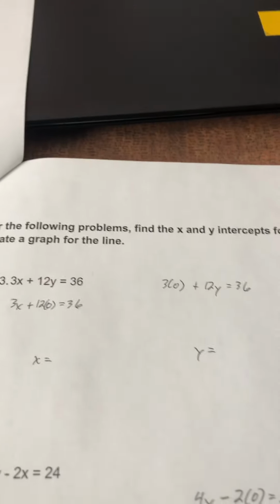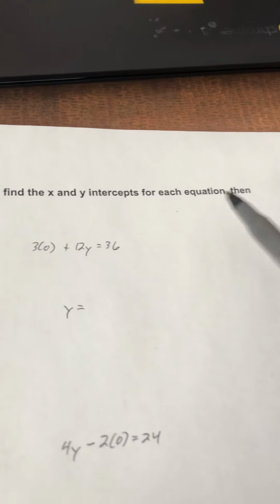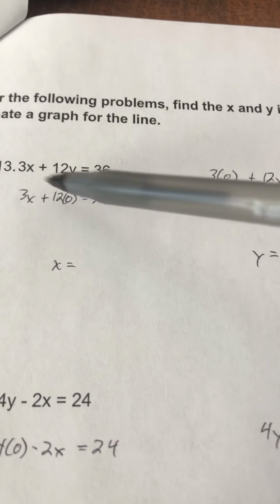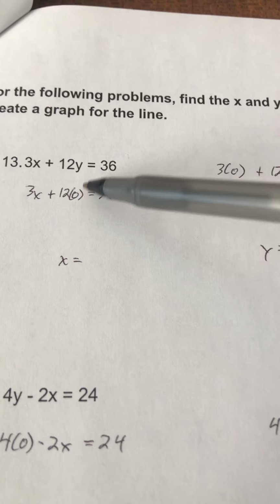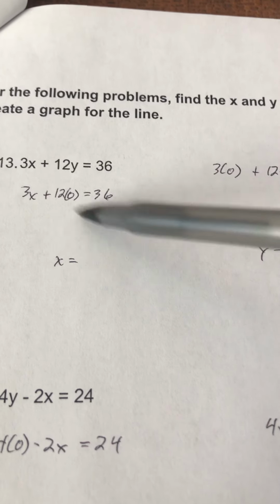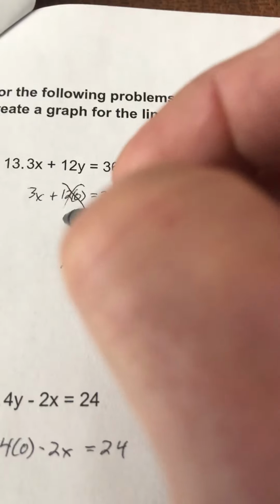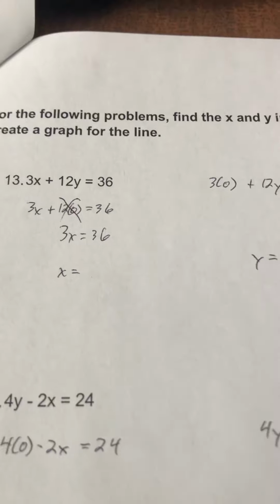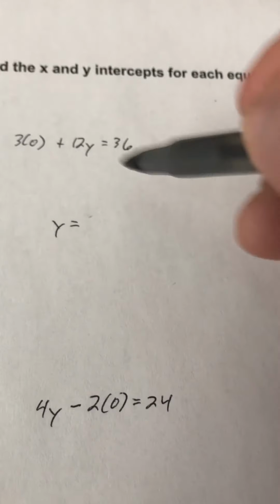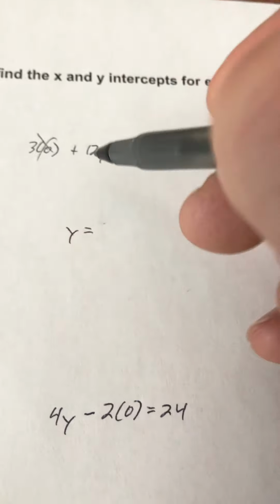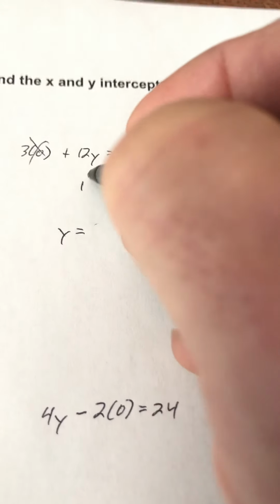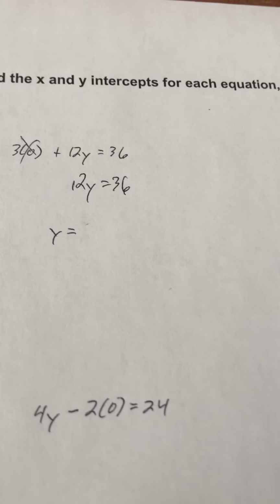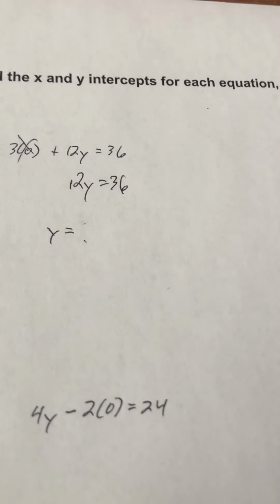Okay, for the following problems, find the x and y intercepts for each equation, and then create a graph for the line. So what we're going to do here is, first of all, to find the x-intercept, you're going to set y to 0. And so when that's 0, it just becomes 3x equals 36. So divide both sides by 3, and you're going to get your x. Your y-intercept, that's when x is 0. 3 times 0 is 0, so you're just going to have 12y equals 36. So divide both sides by 12. That's going to be 36 divided by 12, that's going to be your y.